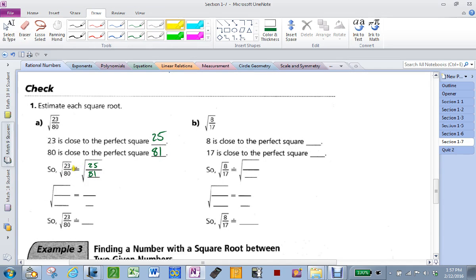Now please look. There's another symbol there with the little dot over the equal sign. What do you think that means? Approximately. That's another symbol for approximately. So, what is the square root of 25 over 81? 5 over 9. So if 25 over 81 is 5 over 9, and 25 over 81 is approximately 23 over 80, then doesn't it stand to reason that 23 over 80 square root is around 5/9? Is everyone cool with this? All right? You try B.